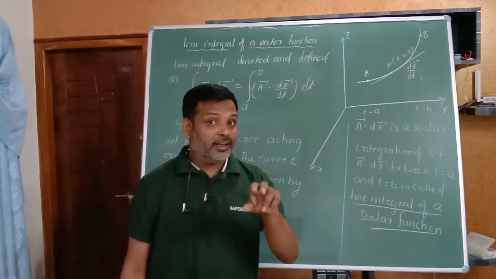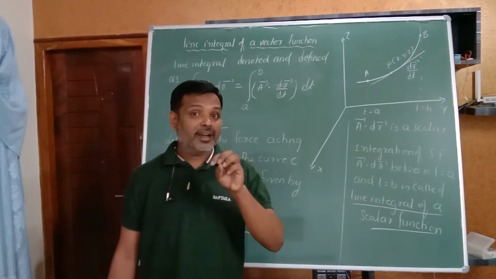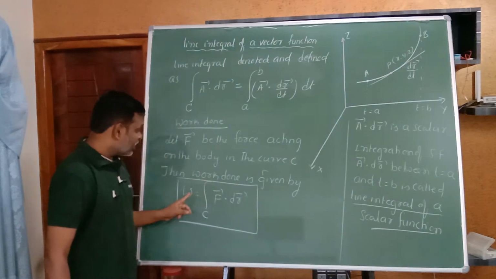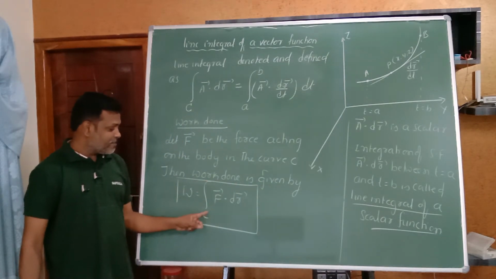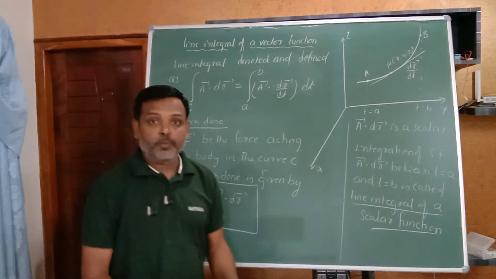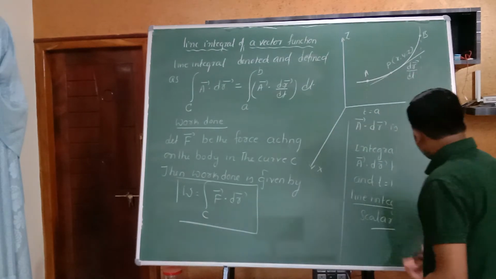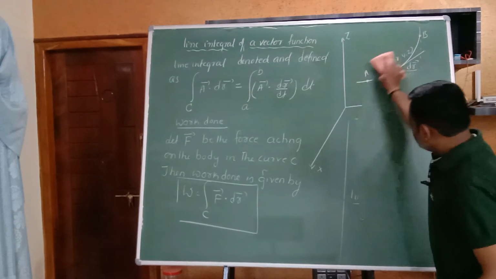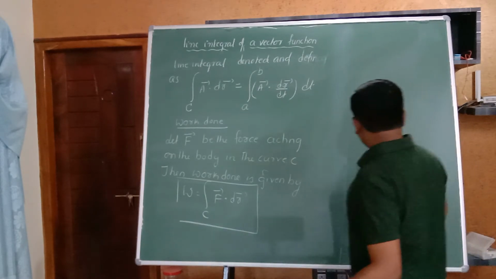So, if F vector is the force applied on a body along the curve C, then the work done is given by W is equal to the integral over the curve C of F dot dr. Okay, now let us discuss a few problems related to this line integral. What are the basic things to do the problems here? What are the steps involved?